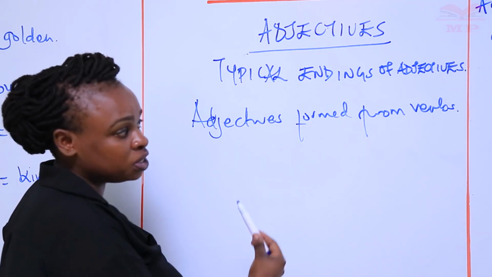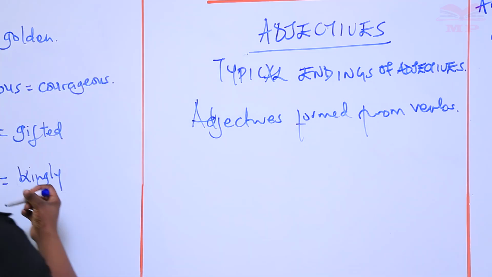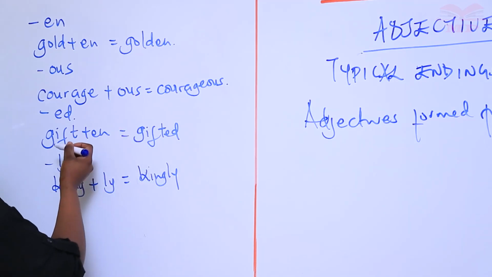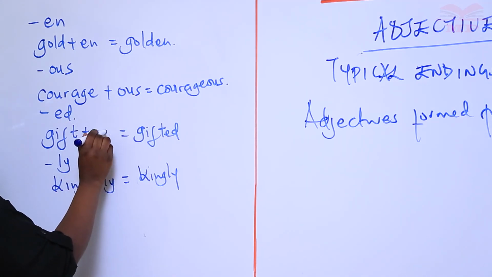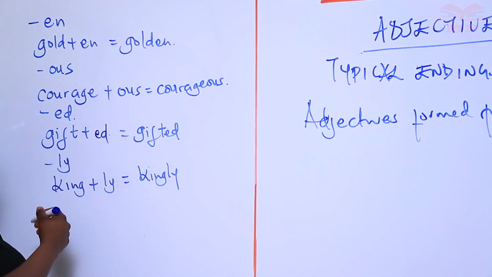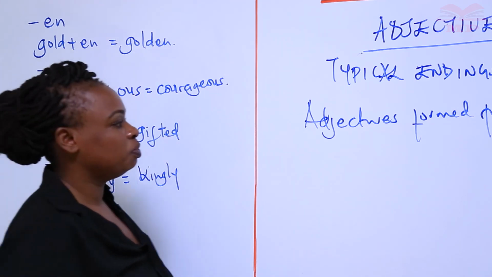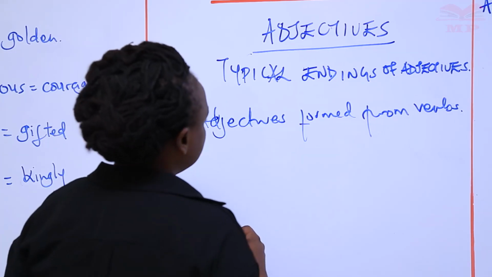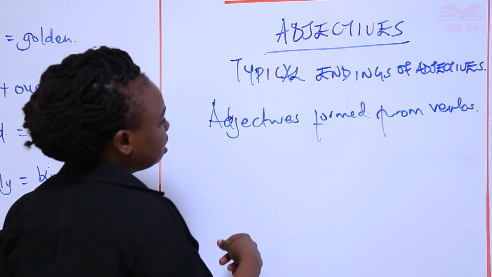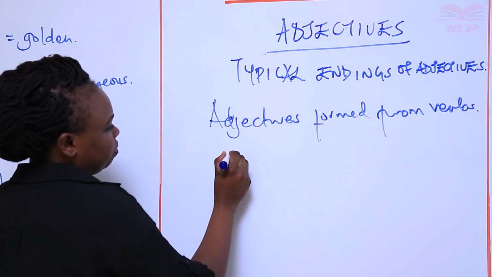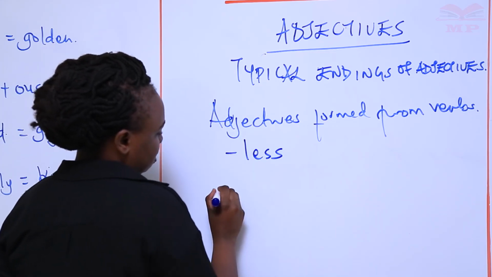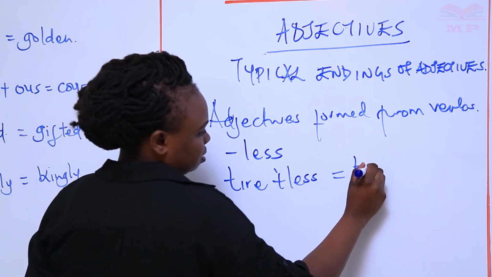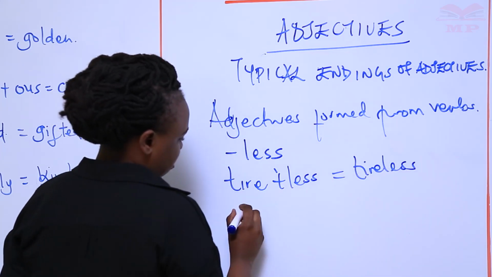For nouns, when you add them to nouns, they form adjectives. We have en for golden, we have ous for courageous, gift here, sorry. We have ed, so that we have gifted, king plus ly, kingly. All right, so we are looking at endings that can be added to these verbs, so that they can form adjectives. Okay, so we have less, so that we have tire plus less. So what is formed? Tireless.